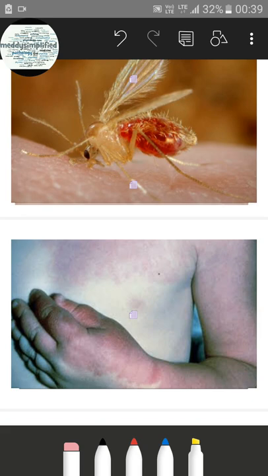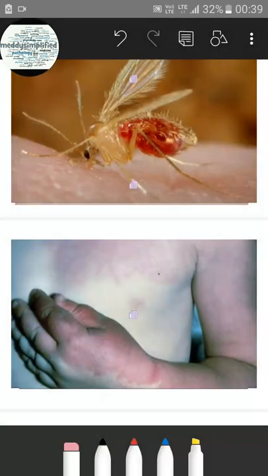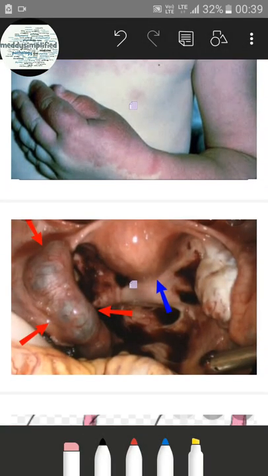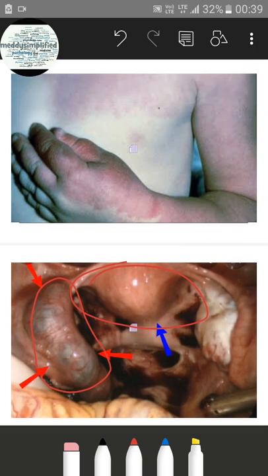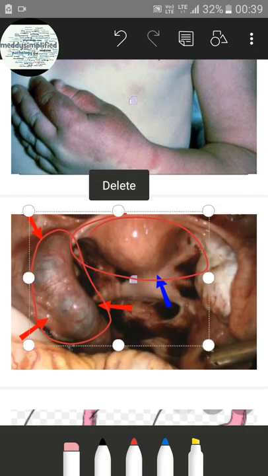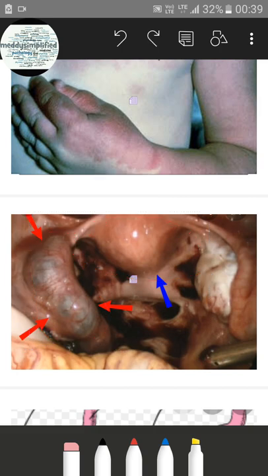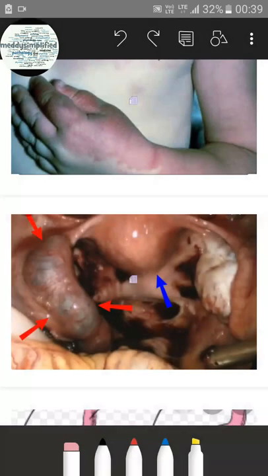Coming to the next question, this is not exactly the same image, but an image was there, and the answer was port wine stain, which is a congenital condition. And the next image was from obstetrics and gynaecology. Once again, not similar, but very close. It was an open abdomen, and it was clearly visible that it is an ectopic pregnancy. So the answer for this image was ectopic pregnancy.